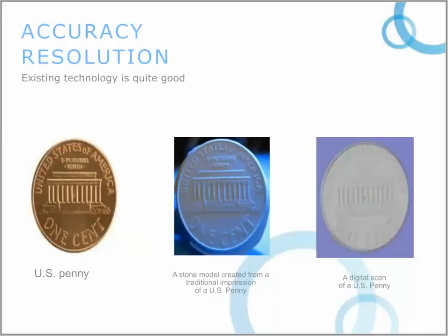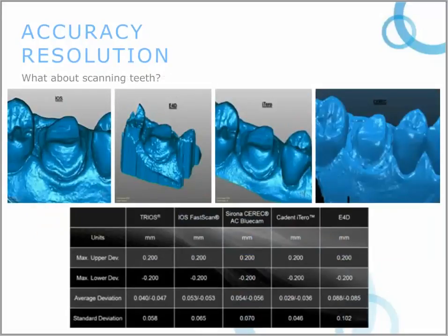Now, let's compare something simple. Here's a penny, here's a stone model of it, and here's a digital scan. All are reasonable scans, but I think we'll agree that the accuracy with digital scanning exceeds that of where we are with stone modeling from conventional impression taking. Here are some pictures that show us what it looks like to scan teeth, because so far we haven't talked about teeth, we've just been talking about things.